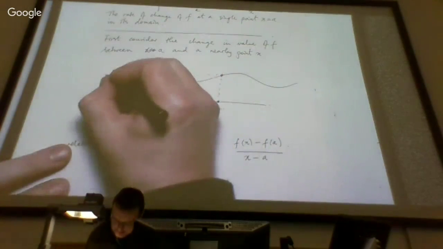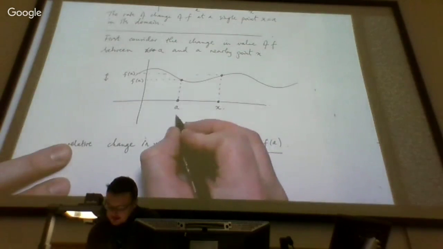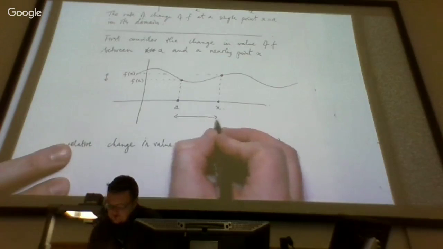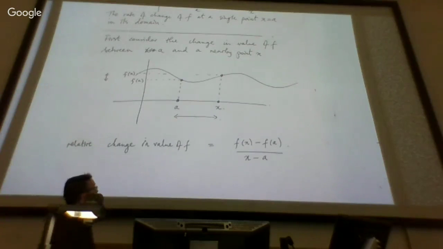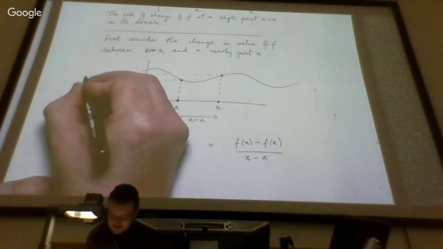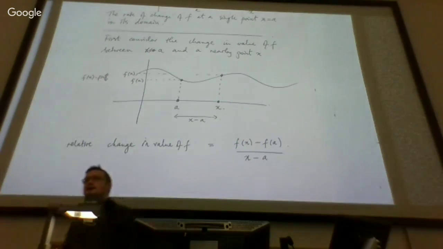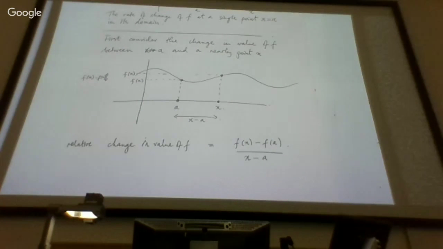So f of x minus f of a is a measure of that distance there. x minus a is a measure of this distance here. So this distance here is x minus a. This distance here is f of x minus f of a. And these are signed distances. They carry a plus or minus sign depending on whether f of x is bigger than f of a and whether x is bigger than a and so on.